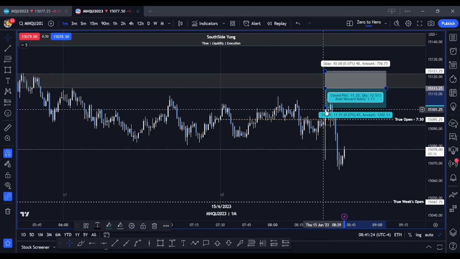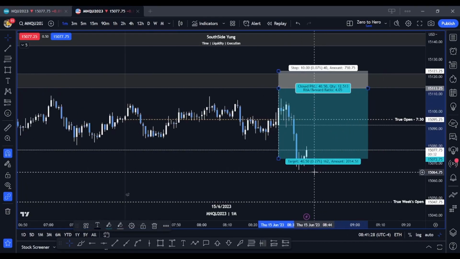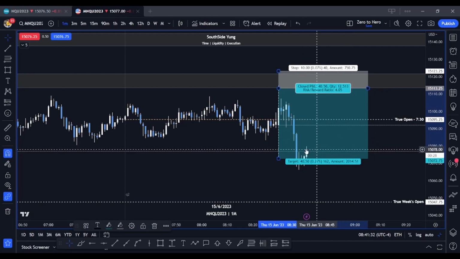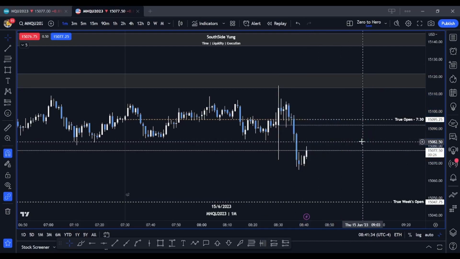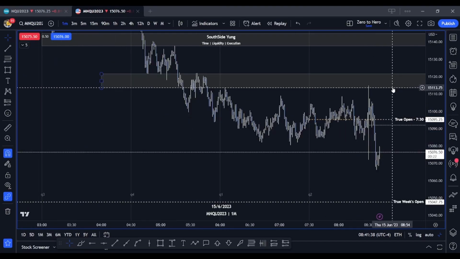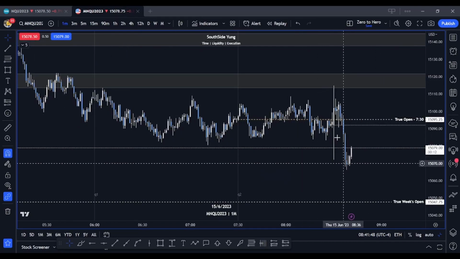So if I just target this low right here that gets put in, this is going to be a nice easy 1 to 4, 40 points, a relatively quick bag right here, trading less than 125 bucks on a mini for, I want to say, $400 or $500. Yeah, around 400 bucks back.